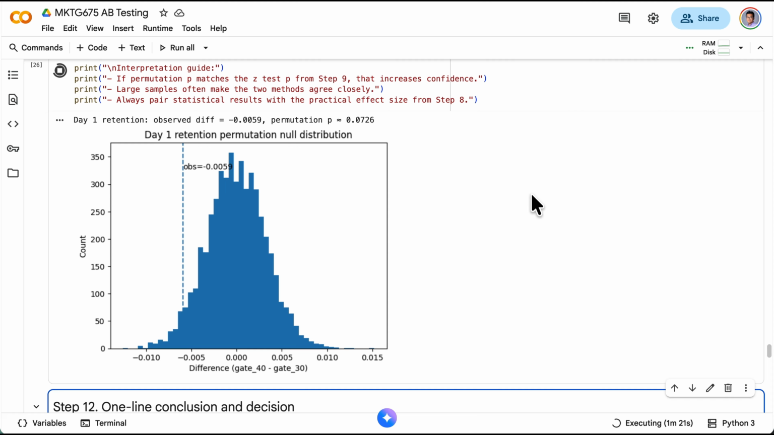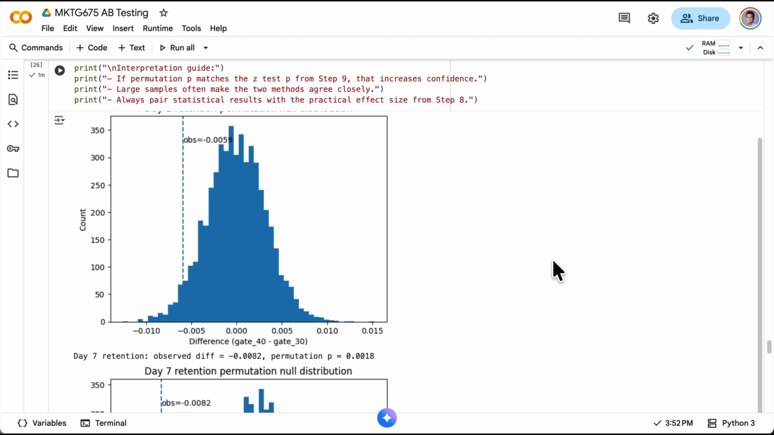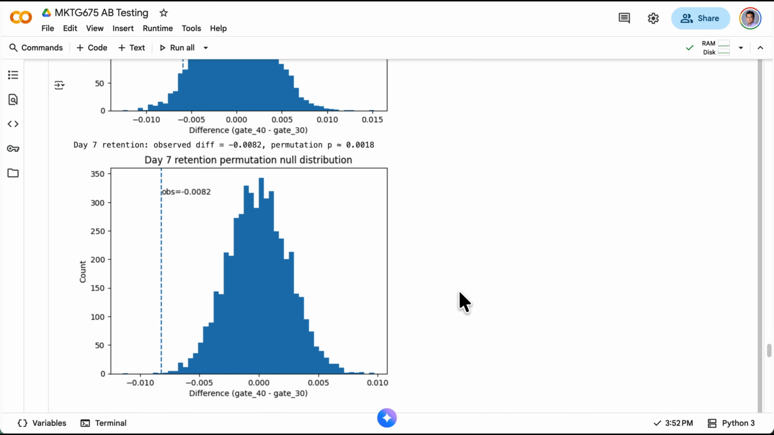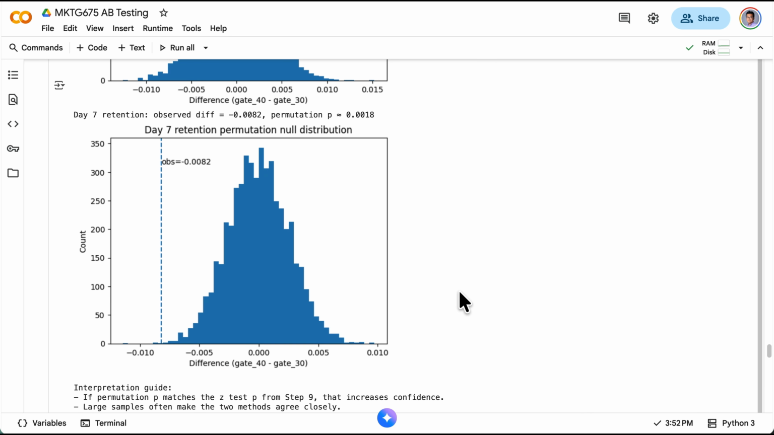For each metric, the code prints the observed difference and an approximate permutation p-value. For day 1, the permutation p-value should be close to the z-test p-value of about 0.07. For day 7, it should be close to about 0.002. That agreement tells us the z-test and the simulation are telling the same story.